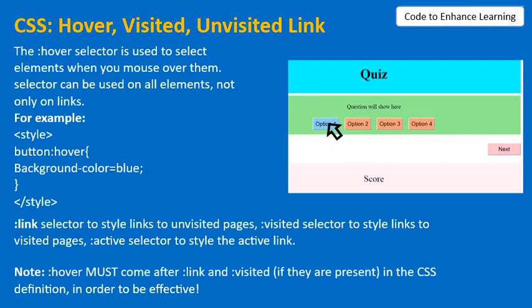The visited selector is used to style the page visited already, and the active selector is used to style the active link. Hover must come first, then link, and then visited in the CSS definition in order to be effective. Now let's implement hover selectors in our page.